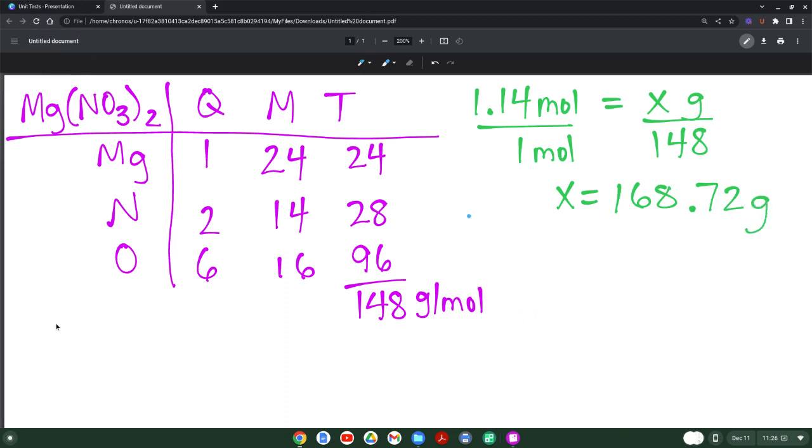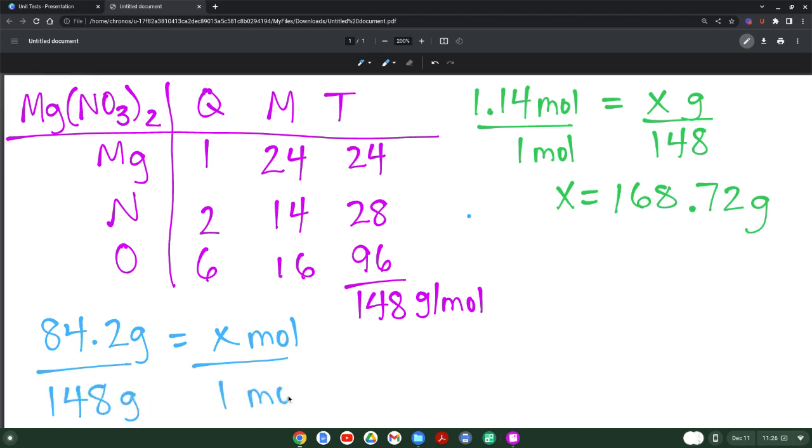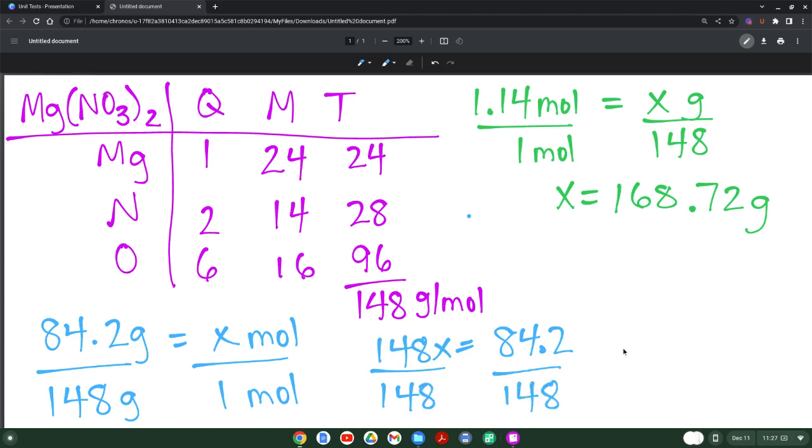Last up is if I had 84.2 grams, how many moles would that be if I know that 148 grams is equal to 1 mole? Here I'm going to get 148x is equal to 84.2. Divide both sides by 148 to get x by itself. And x turns out to be 0.569 moles.